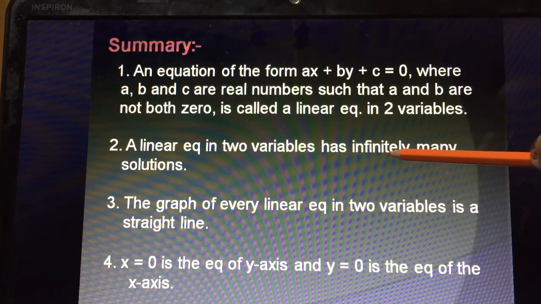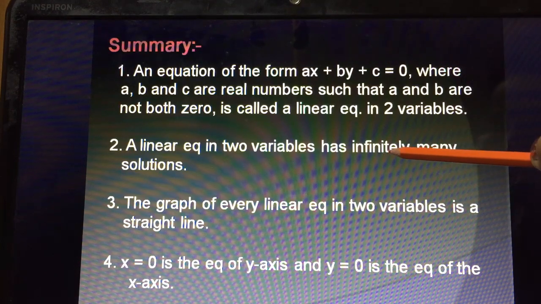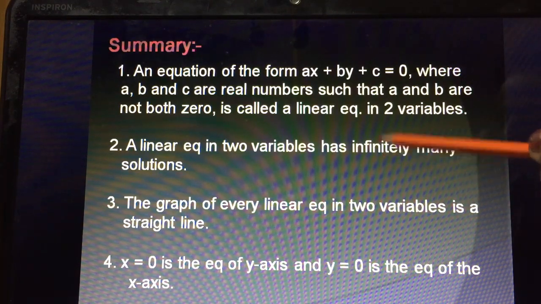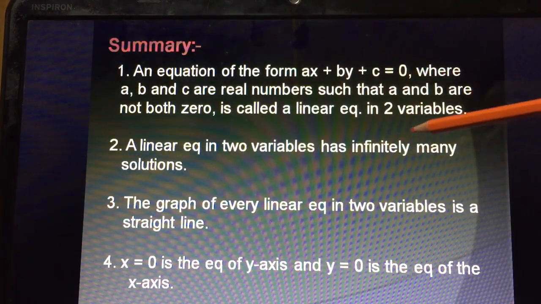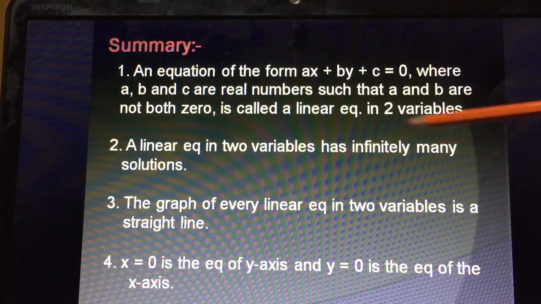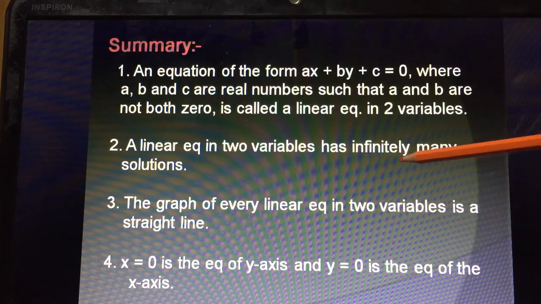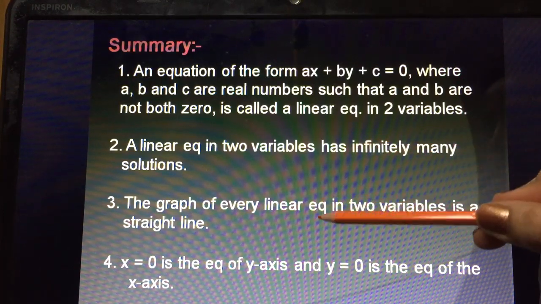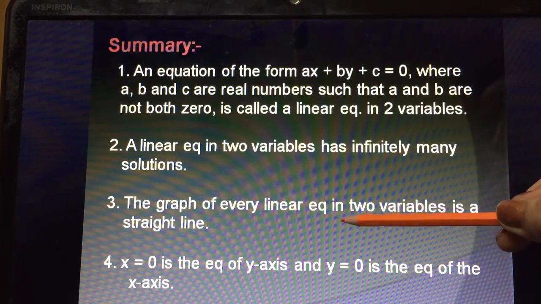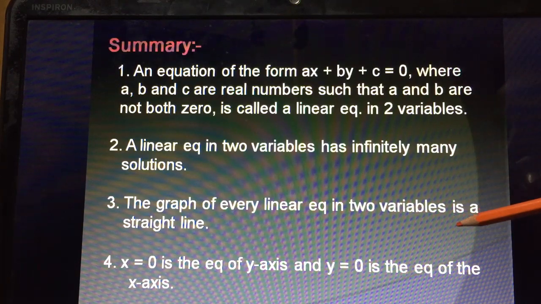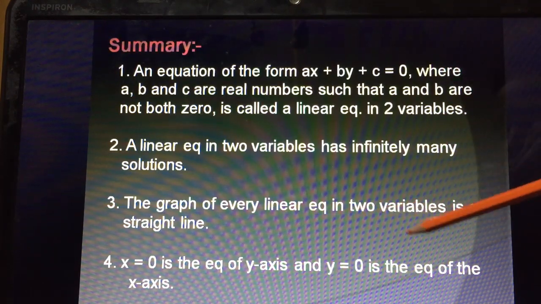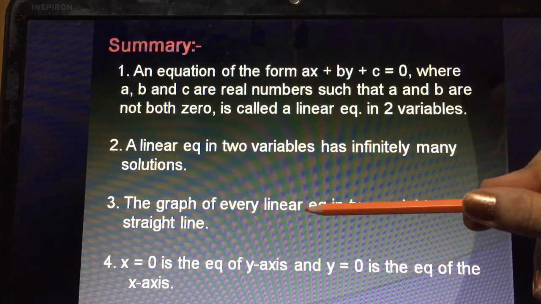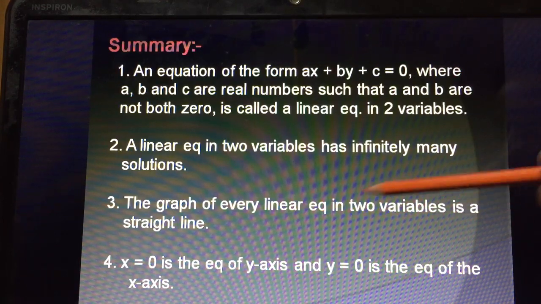Second point, a linear equation in two variables has infinitely many solutions. This we justified in our first presentation, in my first lecture, that if we keep different values of x, we'll get different corresponding values of y. So a linear equation in two variables has infinitely many solutions. Third, the graph of every linear equation in two variables is a straight line. So when we plot these ordered pairs on a Cartesian plane, we see that the graph of a linear equation in two variables is a straight line.